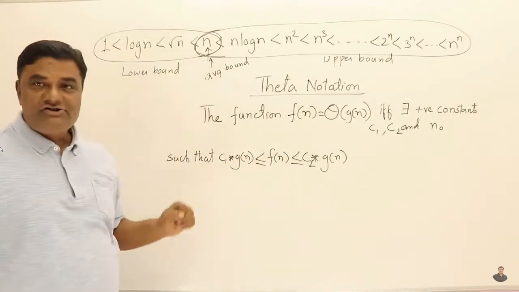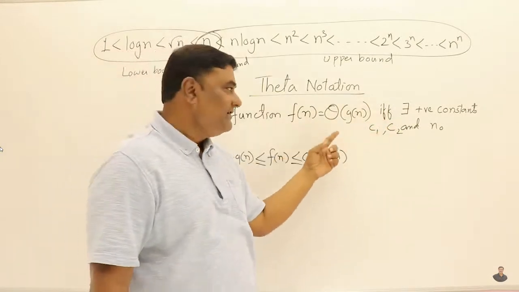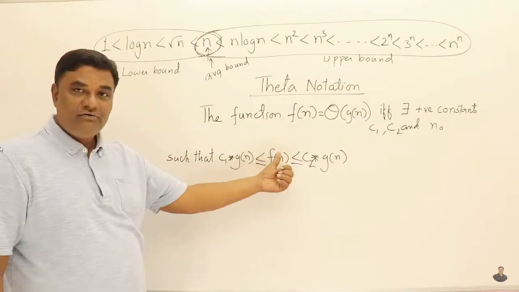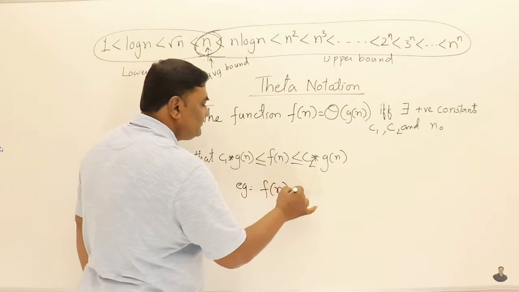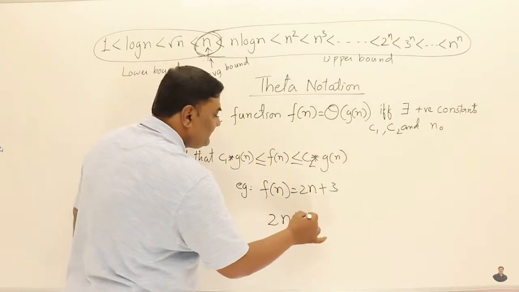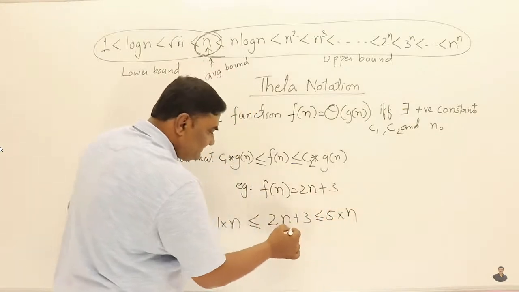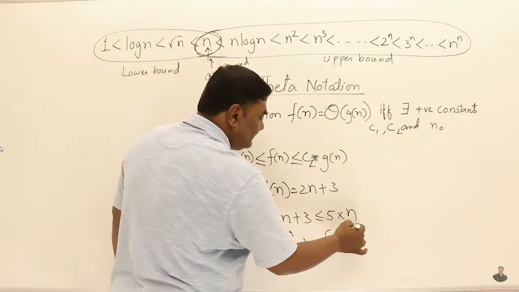Next one is theta notation. As per the definition, the function f of n is theta of g of n if and only if there exist positive constants c1, c2 and n0 such that c1 into g of n is less than or equal to f of n and that is less than or equal to c2 into g of n. If I take the same example, f of n is equal to 2n plus 3, already we found the lower bound, that was 1 into n, and already we found the upper bound, that was 5 into n. So this is f of n, this is c1, and this is g of n. This is c2, and this is g of n.